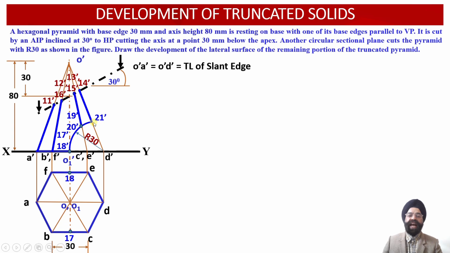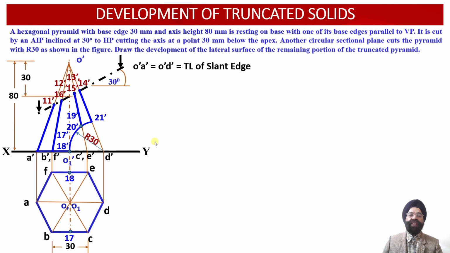And finally the last point is point 21 dash over here. The intersection of the circular cutting plane with the slant generator O dash D dash provides us with the location of the point 21 dash in the front view projections.